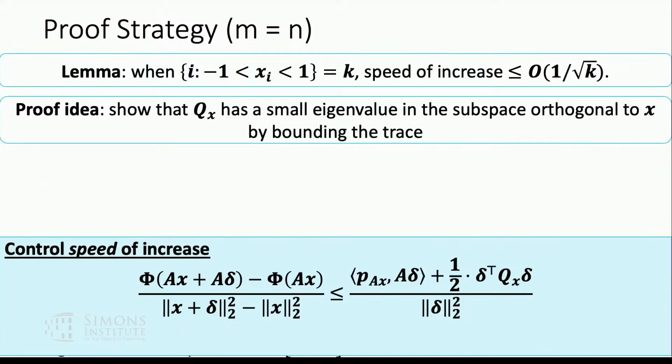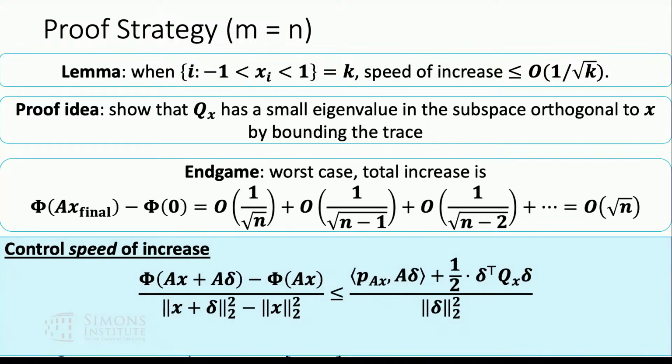The proof idea is to show that this matrix has a small eigenvalue in the subspace that's orthogonal to x, because remember that I'm not allowed to touch that subspace. And the way I do that is I just bound the trace of this matrix over that subspace. And I'm going to show you how to do this in a bit.